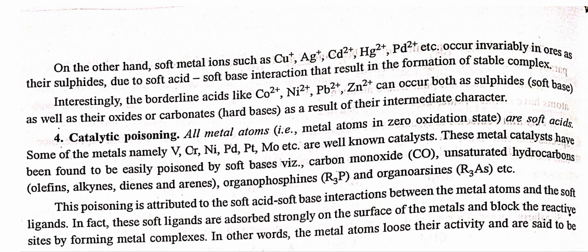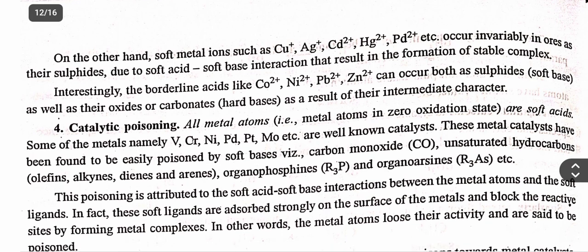Interestingly, the borderline acids like Co2+, Ni2+, Pb2+, Zn2+ can occur both as sulfides as well as their oxides or carbonates as a result of their intermediate character.